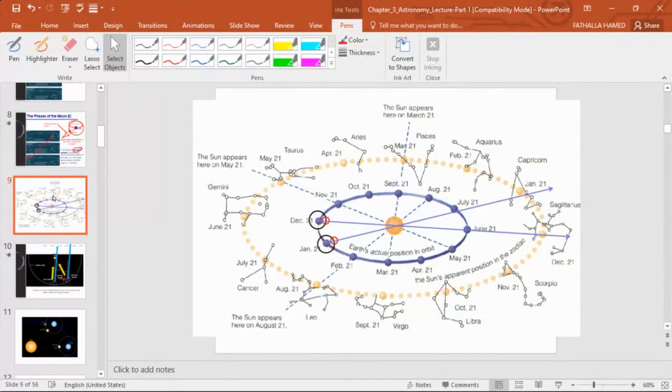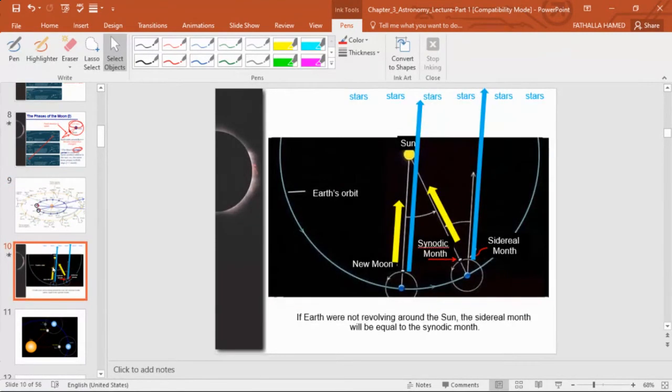So for example, you look at the situation that we have here, which is the sun, the moon, and the earth. That's basically a situation where you have a new moon. And then again here, when you have the sun, the moon, and the earth in one line, that's basically another new moon. So why is that happening?